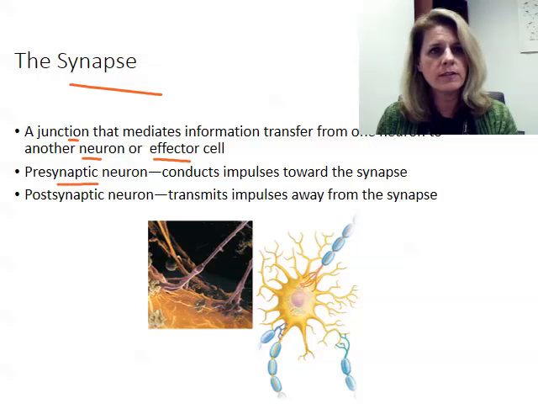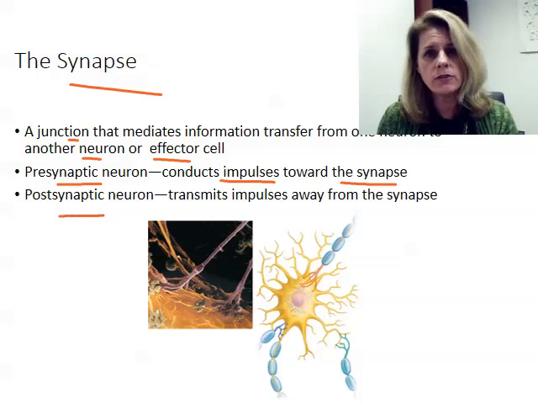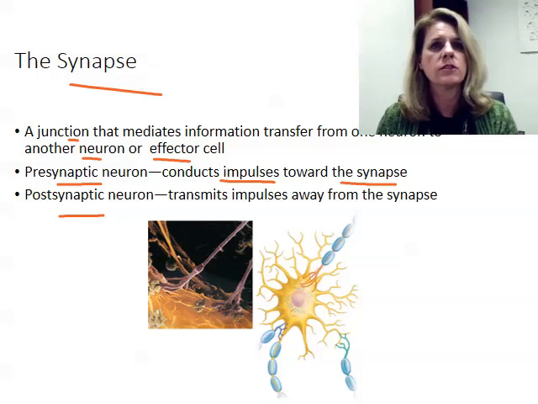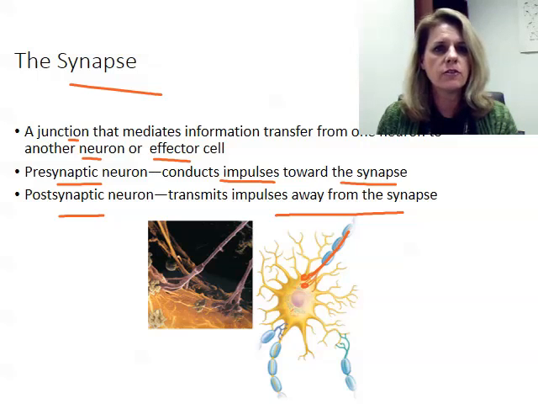So you have your presynaptic neuron, which is bringing information or impulses to the synapse, and then the postsynaptic side, which is either a neuron or a muscle or a gland, which takes the information away from the synapse. So if it's a neuron, it's going to be another action potential. So you would have, in this picture, an axon coming in and synapsing on the cell body of this neuron, and then this neuron will then fire and send information away down its axon.